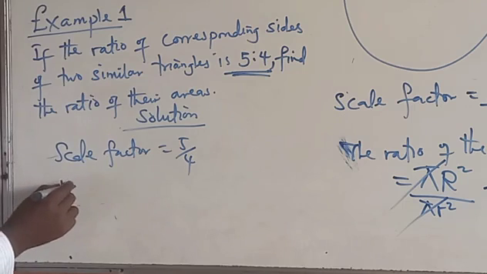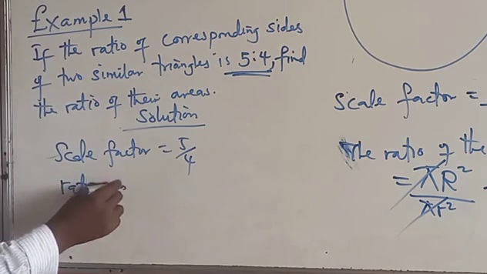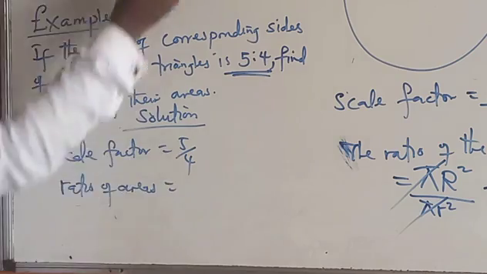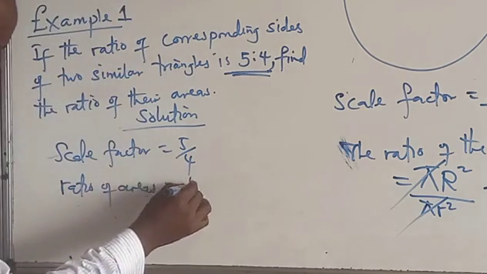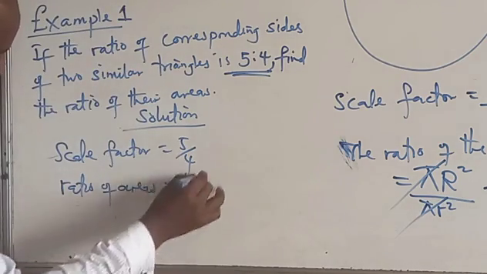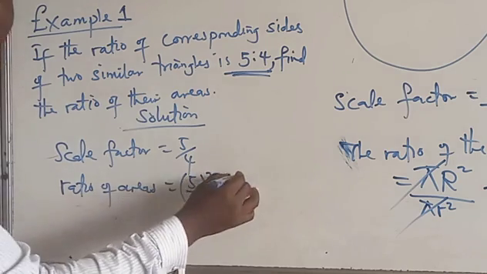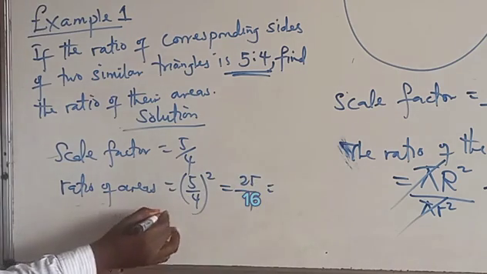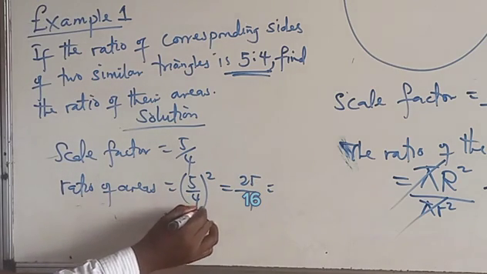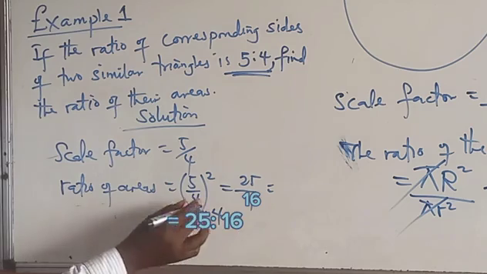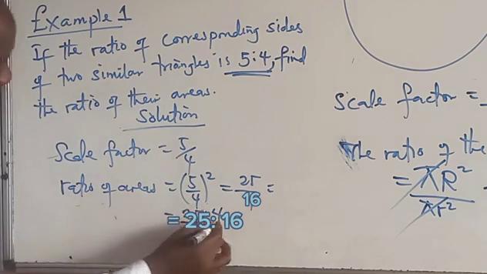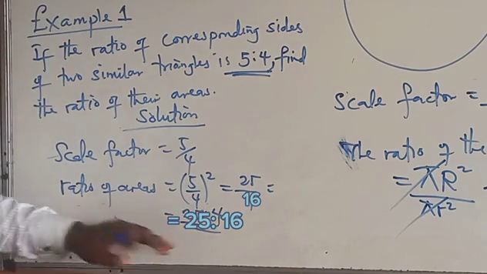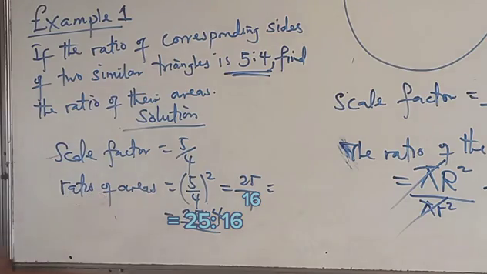So the ratio of areas will then be 5/4, everything squared. That gives 25/16. That means the ratio of areas is 25/16. That gives us the answer. That is the first part we're going to look at. So let's look at another example that will be quite different from this one.